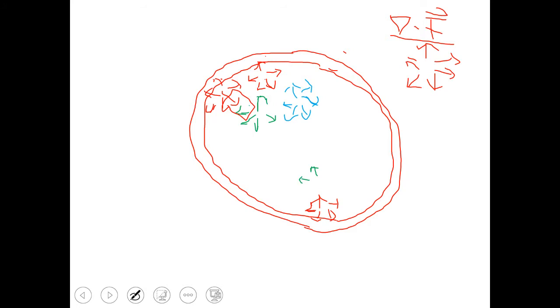At this point, we'll have something like this. So this one and this one will cancel with each other. Then finally, only the surface part will remain.